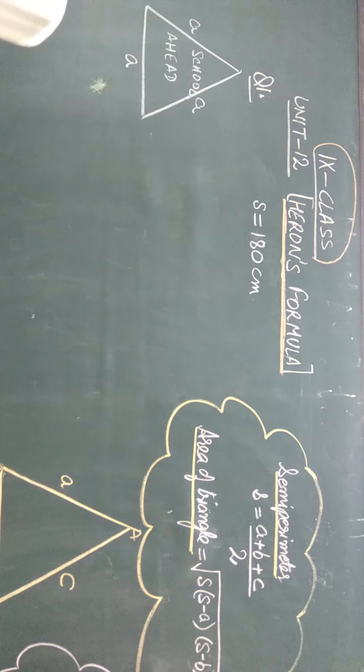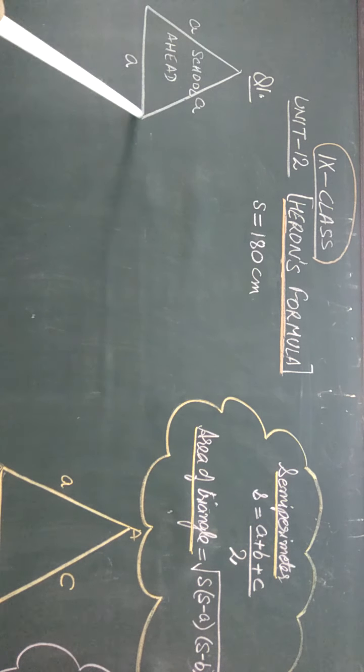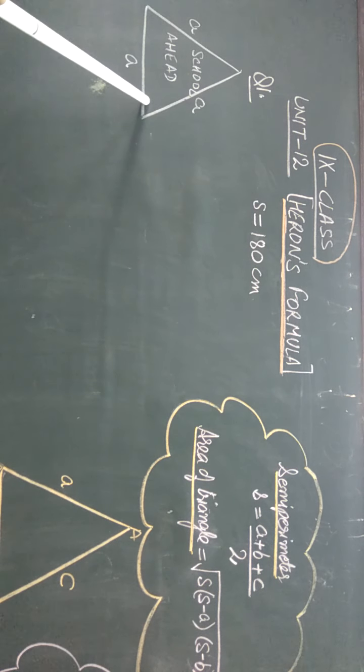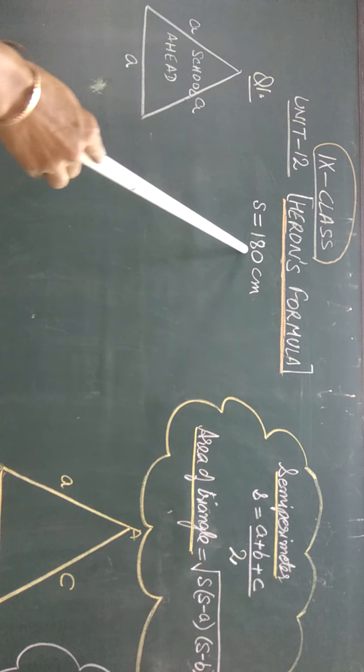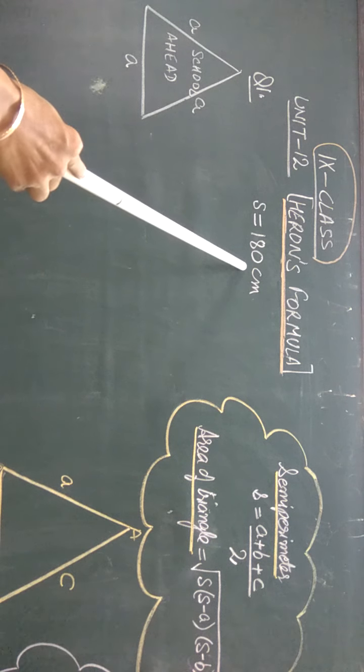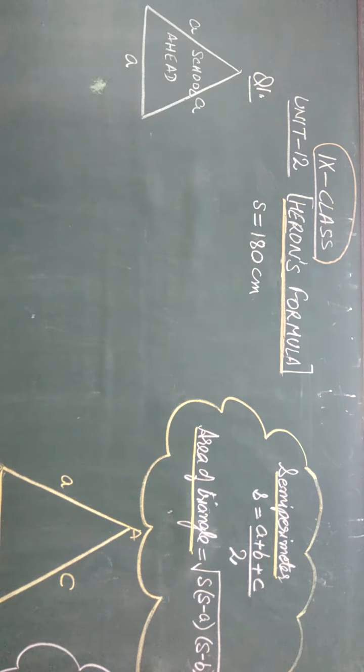That means all the sides are equal and each side is a. So if one side is a, then the remaining sides are also equal to a. Now find the area of this signal board using Heron's formula, if its perimeter is 180 centimeter. Dear students, we have to find the area of this triangular board.